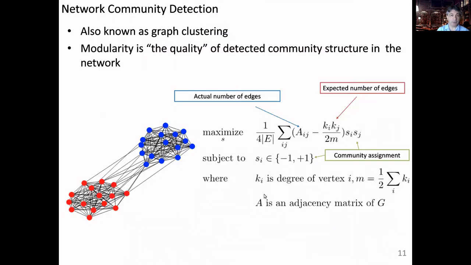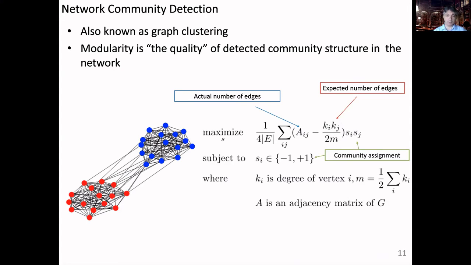So the second problem is the network community detection problem. It's also known as graph clustering, and this specific version is called the modularity maximization problem. The modularity is the quality metric to detect the community structure in a network. The problem is really similar to the graph partitioning problem. In fact, in our paper, we show how to translate one problem into another.